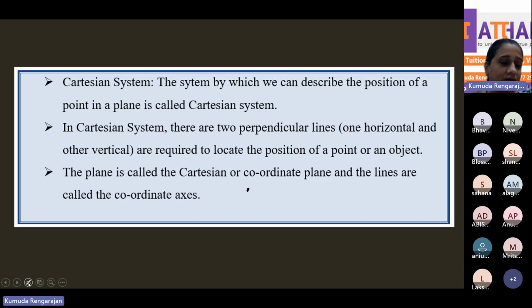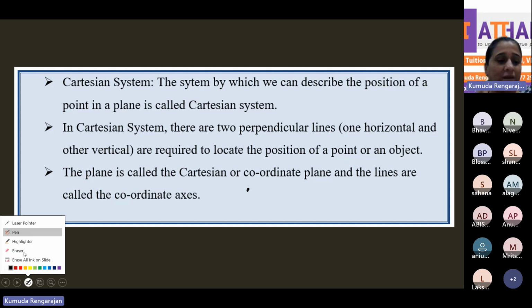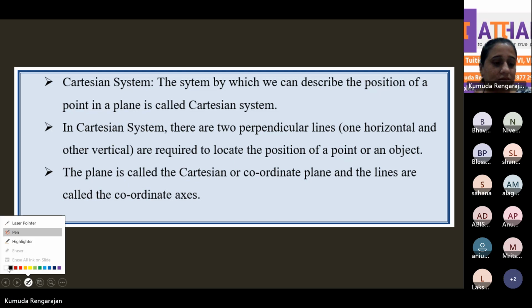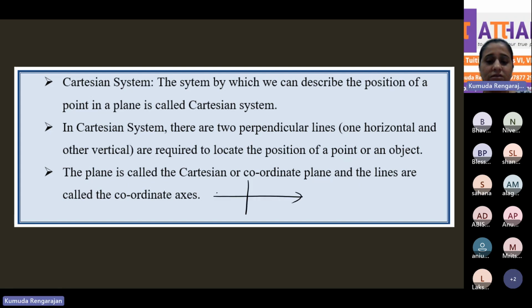So the plane on which the point lies is called the Cartesian plane. The plane meaning the flat surface, right? The horizontal line is called the x-axis, and the vertical line is called the y-axis. So with the help of these two lines, you can give an address to any point that lies on a plane. These are lines, children.